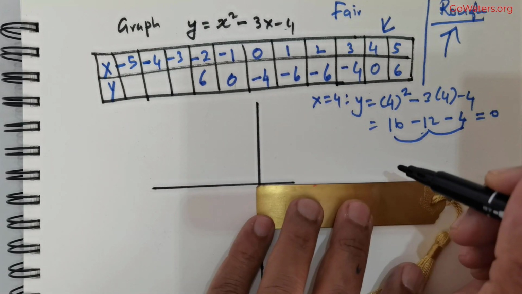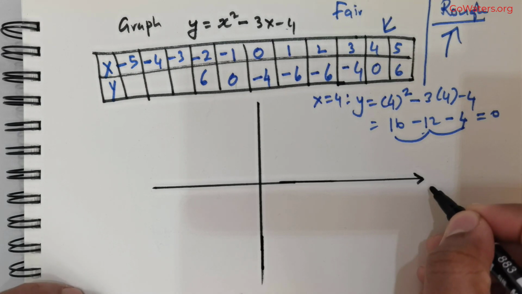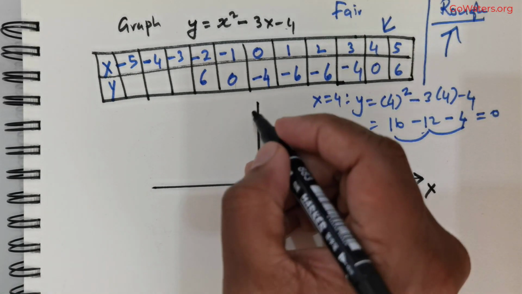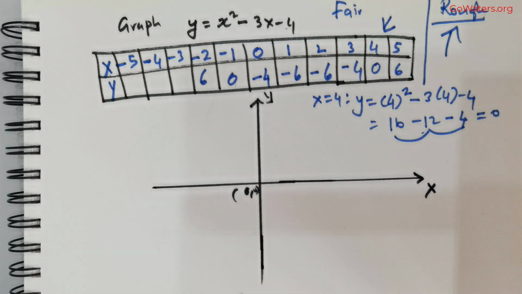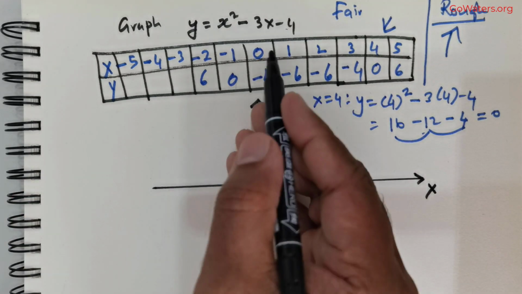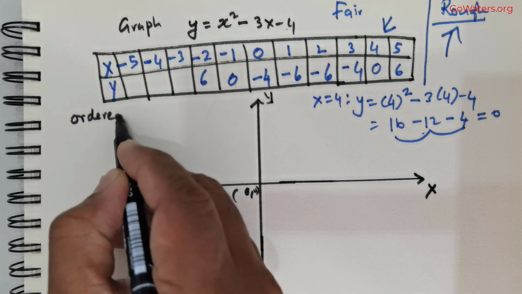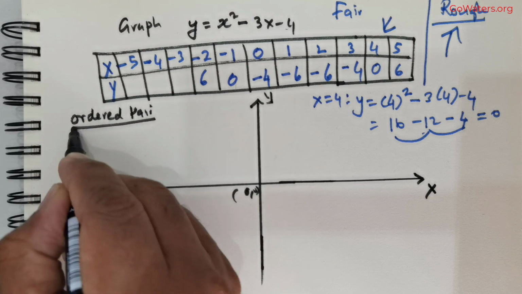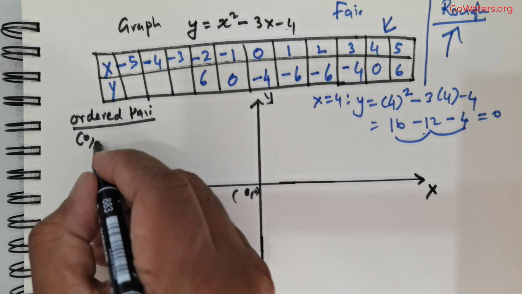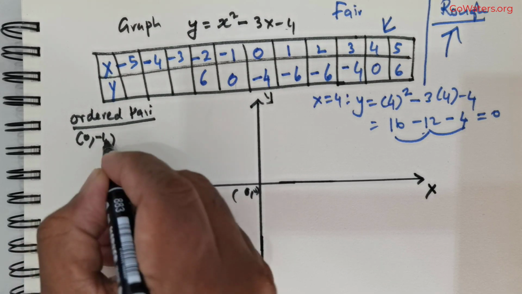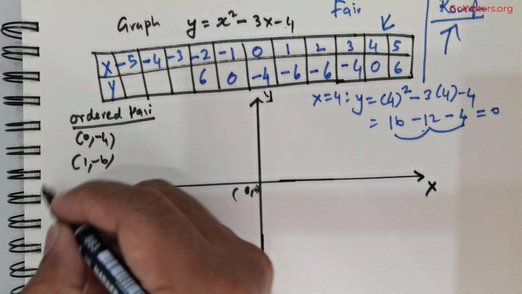Make sure that you name the axes, x-axis and y-axis. This is 0, 0. Now you can represent the ordered pairs. This is called an ordered pair. What does it mean by ordered pair? Take the first element from x and the next element from y. 0, -4. Then 1, -6, and so on and so forth.